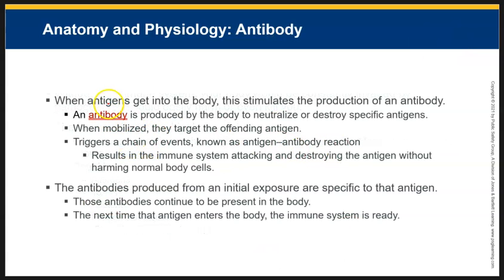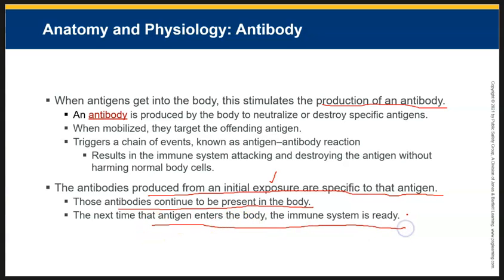When antigens invade the body, this stimulates the production of an antibody. The antibodies produced from an initial exposure are specific to that antigen. Think about getting a flu shot. That initial exposure means that a subsequent exposure lets your body be ready. Those antibodies continue to be present in the body, and they're on standby, so the next time that antigen enters, the immune system is ready.